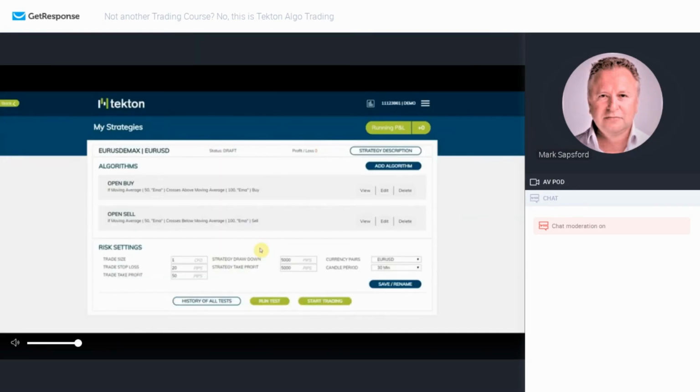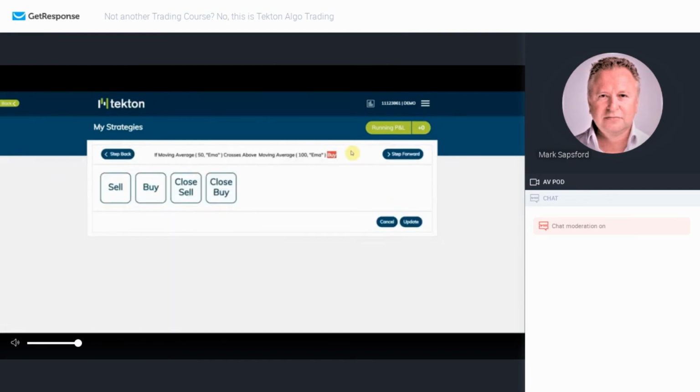Okay, so editing with Tekton. You've now back tested your strategy and you want to make some changes so you can retest. The first thing I'll show you is how to edit the strategy itself. Let's say you want to change this from a 50 moving average cross to a 200 moving average cross. You use the edit function. The edit function here. Click edit and it opens up the algorithmic string, which is the line that you want to work on.